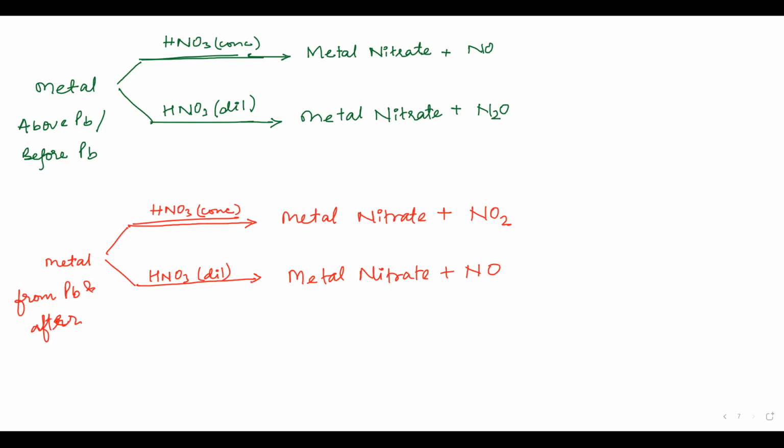Sir, that is NO2, right? This is concentrated? Oh, sorry. Yeah. Got it. Sir, Au is gold. Oh, hi. Au is gold, Hg is mercury, Ag is silver.